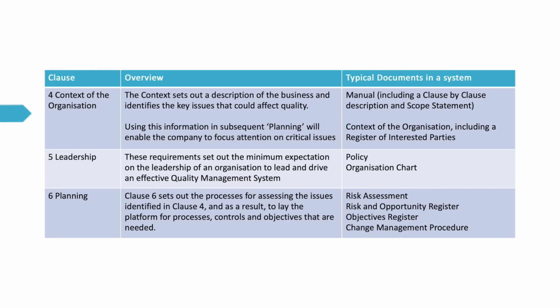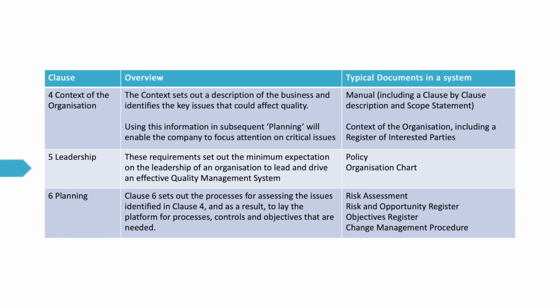Now, the typical documents that you're going to need to pull together for your system will be a manual, which could include a clause-by-clause description and a scope statement, and also, if it's necessary, if your organisation is large enough, a separate documented context of the organisation, which includes a register of interested parties and maybe a table that defines their needs and expectations. Those things will be really helpful when it comes to clause 6.